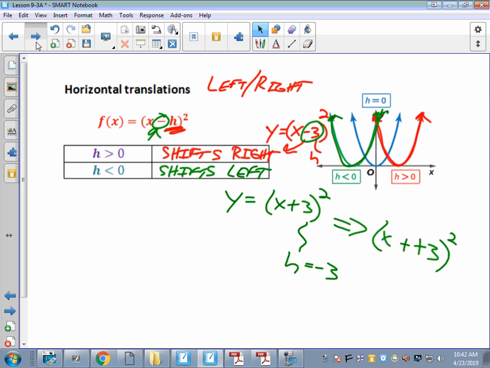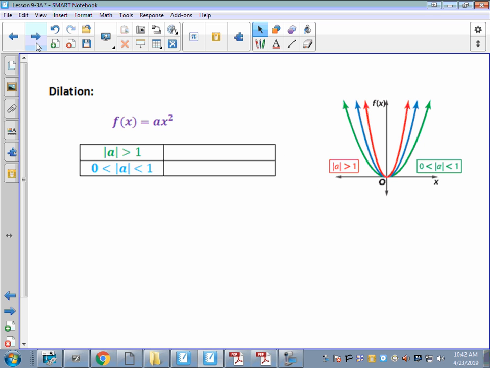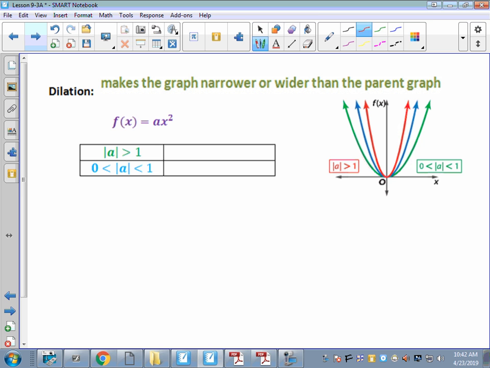Okay? The next type of translation is called a dilation. So what's a dilation do? It makes the graph either narrower or wider than the parent graph. And remember, the parent graph is y equals x squared as your parent graph, okay? So this is either going to make it wider or squeeze it and be narrower. So in this case, we're dealing with the form f of x equals ax squared.